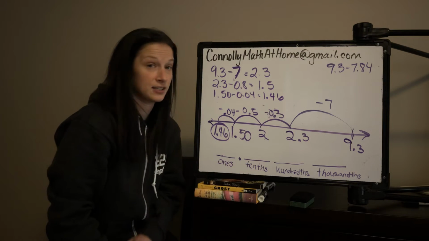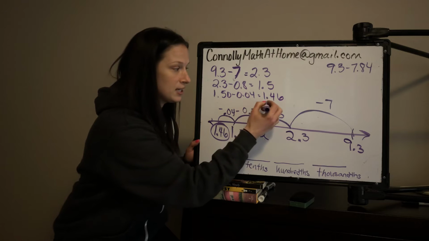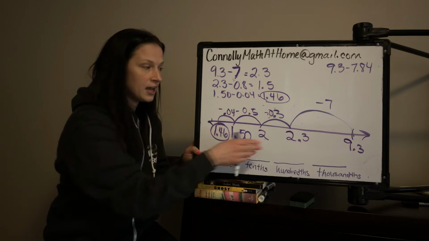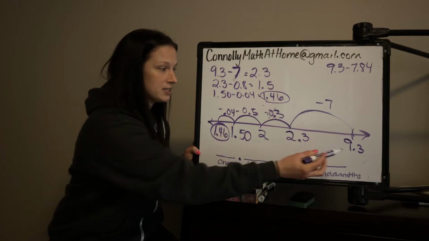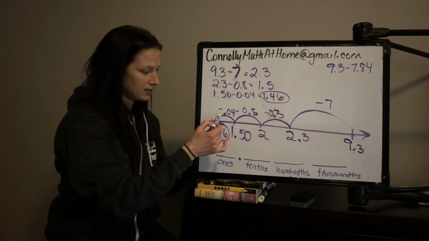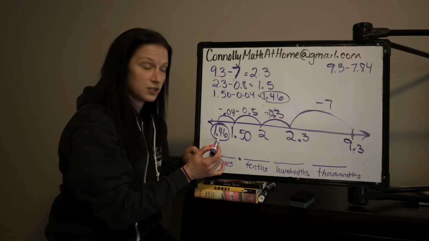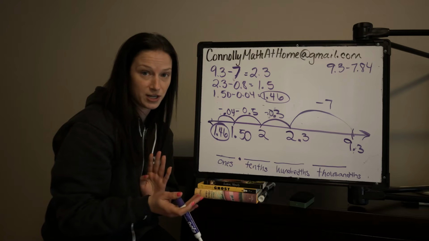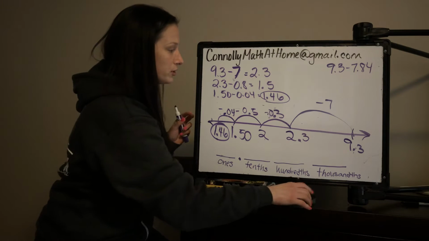So in this solution, this strategy, when we keep a number whole and subtract in parts, our answer is where we land. You can see the 9 3/10 here, you can see the 7 84 hundredths here, and you can see the difference between the two numbers here. Okay? Let's move on to some more strategies. So that one is keeping one number whole and subtracting in parts.